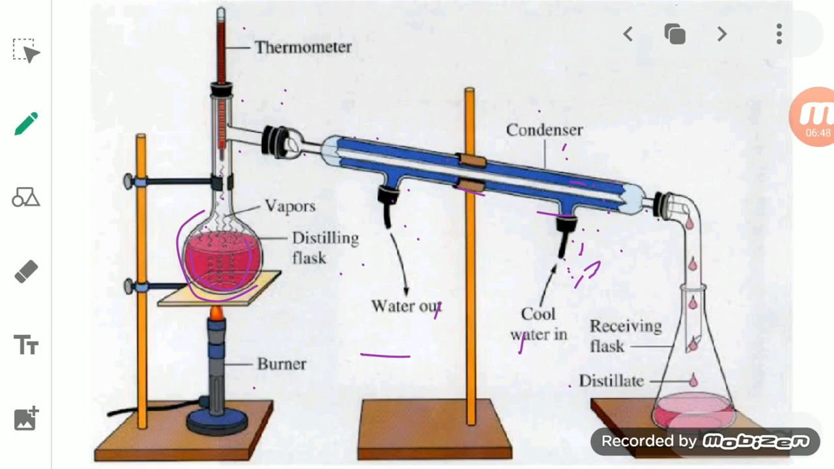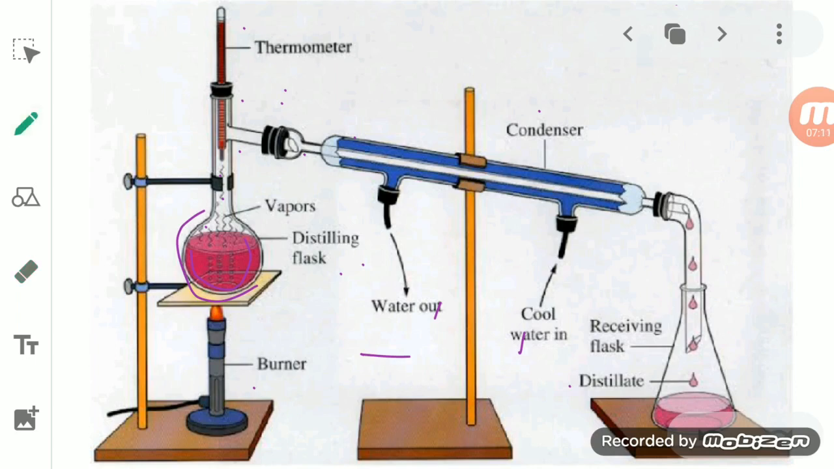And here you will see this portion. It is this one. Okay, so it will finally get connected to the receiving flask. Okay, this is the flask in which we obtain the liquid substance. I think you have understood the apparatus. Now we will be able to understand the process.